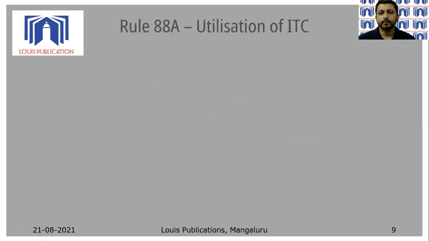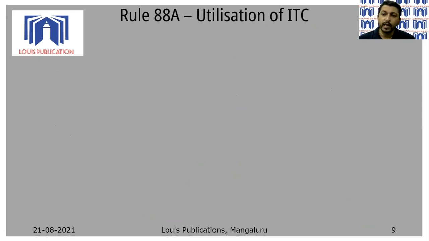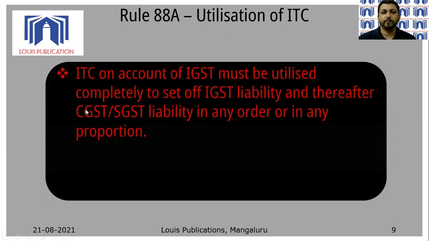Now, coming on to the last concept in this, and that is application of Rule 88A, utilization of input tax credit. Now, there will be a number of transactions that the wholesaler and retailer are going to go through. So they might have paid input tax for which input tax credit will be available. Now they are supposed to pay net tax, that is after deducting input tax credit. How do we calculate? How do we make use of this input tax credit as far as different types of GST is concerned? That is what we are going to understand.